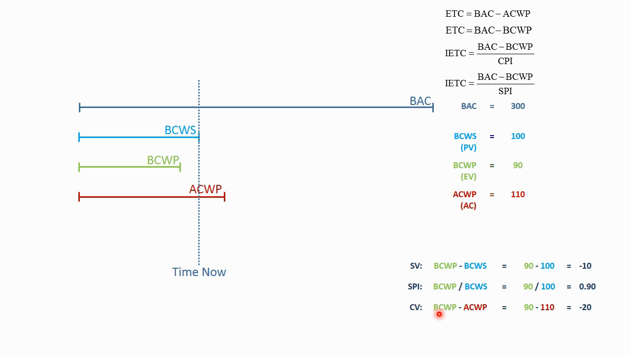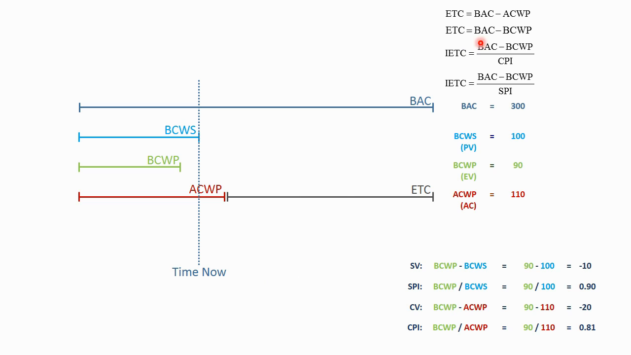The cost variance is the work performed minus the actual cost to perform that work. 90 hours of performance taken minus 110 hours spent. Now that's a minus 20 hour cost variance. Cost performance index is the 90 hours of work performed divided by the 110 hours of actual cost. Cost performance index is 0.81. So this is the biggest overrun we've seen in these examples.